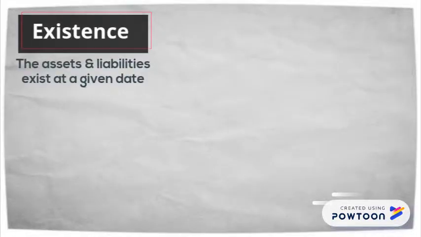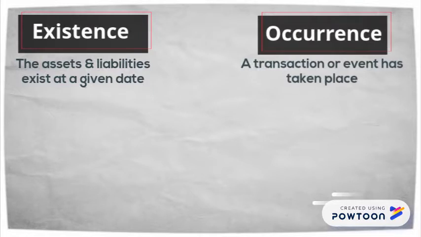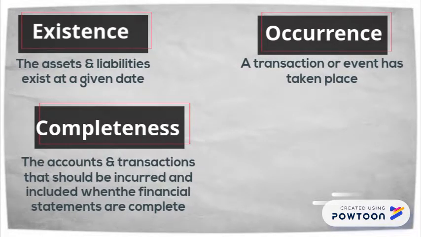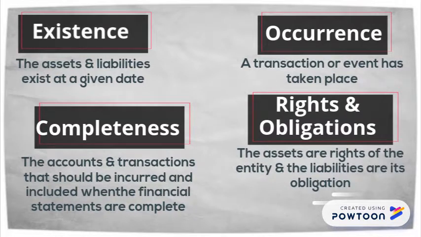Existence is that the asset and liability exist at a given date. Occurrence is that a transaction or event has taken place. Completeness is that the accounts and transactions that should be included in the financial statements are complete. For rights and obligations, the assets are the rights of the entity and the liabilities are its obligations.